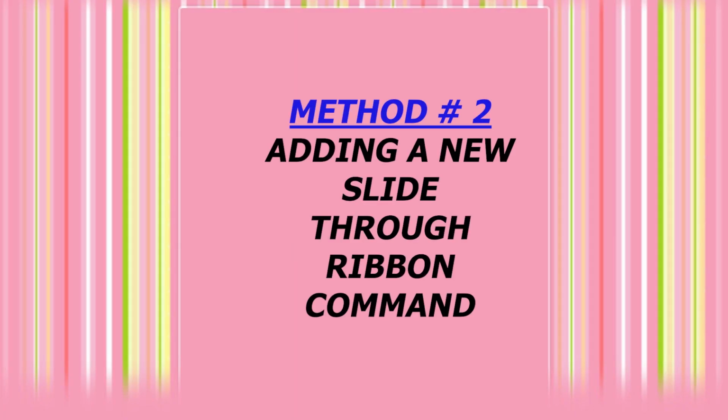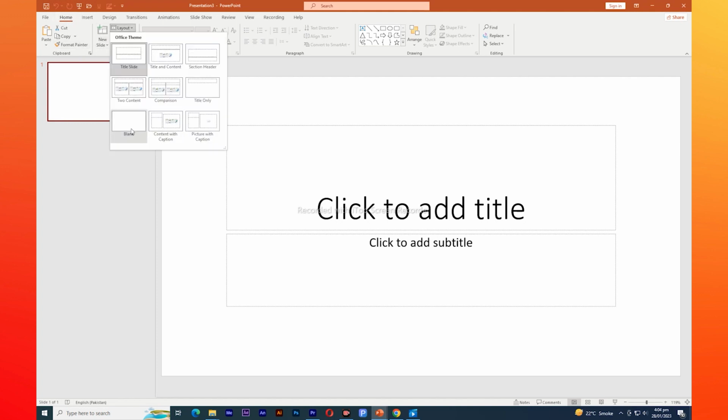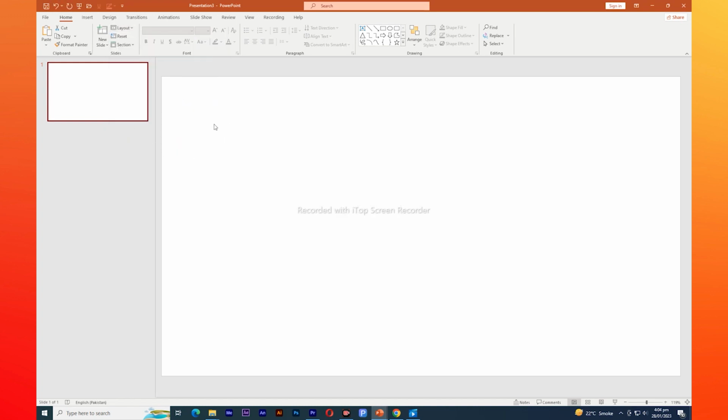Adding a new slide through ribbon command. The second method for adding new slides is to select New Slide in the Home tab of the ribbon. A pop-up menu will appear. Select Blank Layout. I have discussed layouts in detail in my previous video.